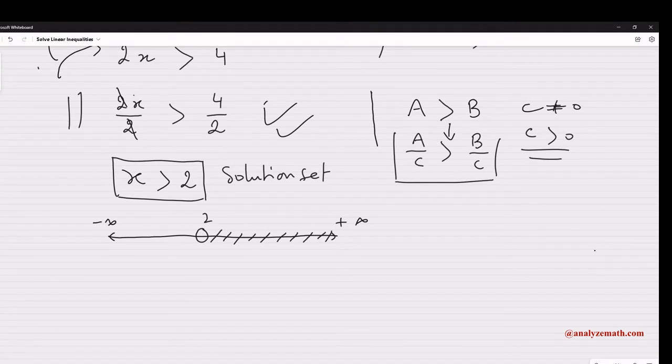Now, in interval form, the solution set is written as follows: open interval, open circle, 2, comma, plus infinity. So this is the first form, inequality form. The second one, graphical form using a number line. A third form, interval form using intervals.